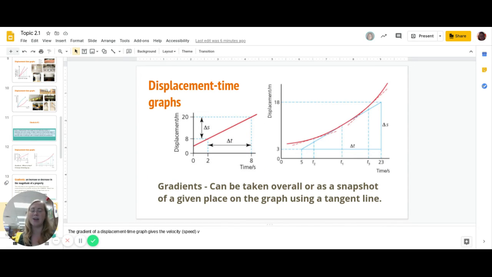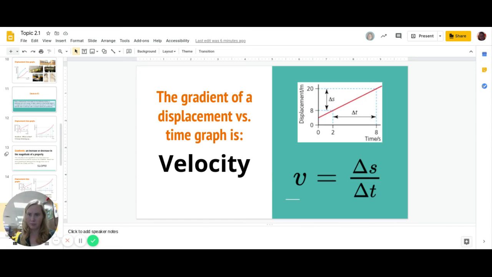And you can either do the gradient by doing an overall slope like this, doing the full kind of line, or you can make tangent lines and do the slope of your tangent line to represent what's going on. And so the gradient of a displacement versus time graph is going to be velocity, represented by a change in displacement over a change in time. And so you can calculate that by doing slope.